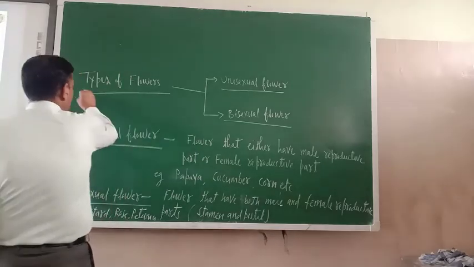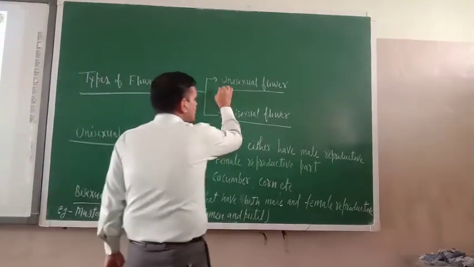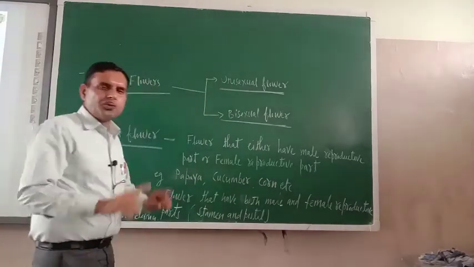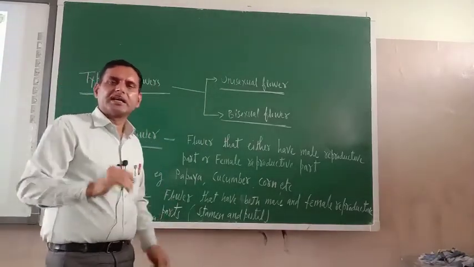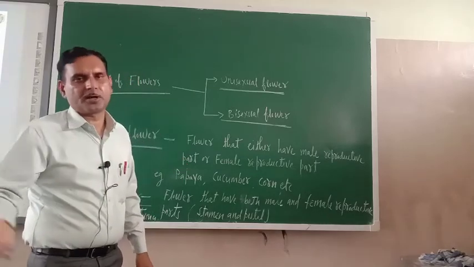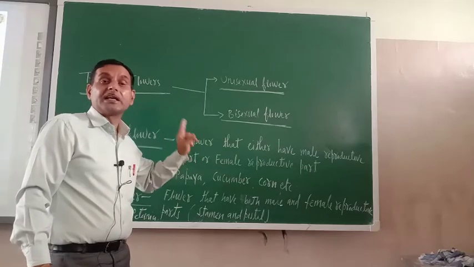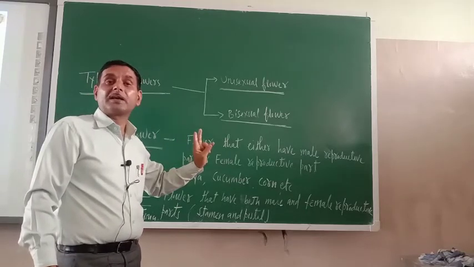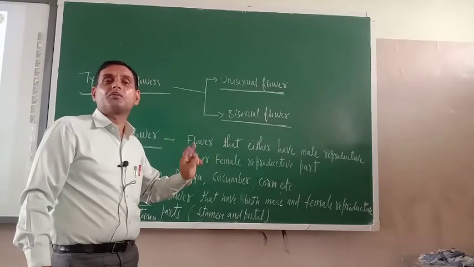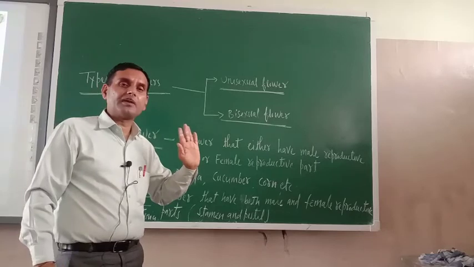Now, types of flowers. There are two types of flower. One is the unisexual flower, another one is the bisexual flower. In a unisexual flower, what is there? Either they will have a male reproductive part or a female reproductive part. Both will not be there. Either they will contain the male reproductive part, that is stamen, or the female reproductive part, that is pistil. Both will not be there.